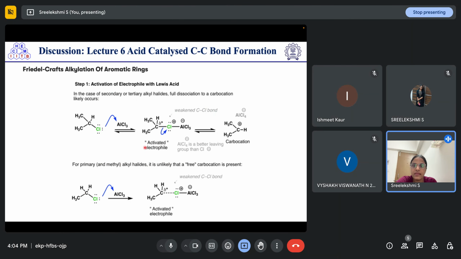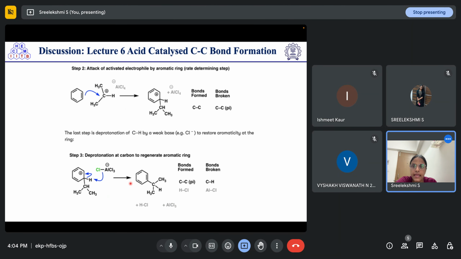Going to the mechanism, first, this aluminum trichloride, that is basically a Lewis acid, will coordinate with the chloride of our alkyl halide to form this activated electrophilic species, and then AlCl4 minus will leave as a stable compound and this carbocation will result. That is the first step. Then we have the aromatic compound as well, so it will undergo nucleophilic attack on this carbocation to get another carbocation, which will then regenerate its aromaticity to get this compound. So this is Friedel-Crafts alkylation.